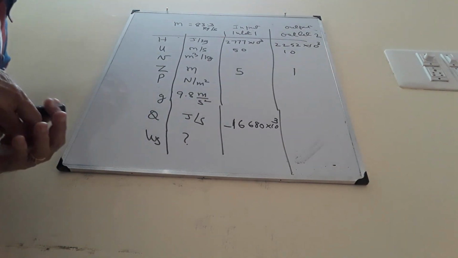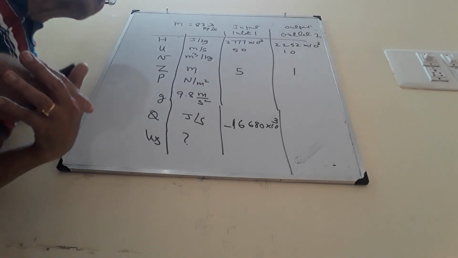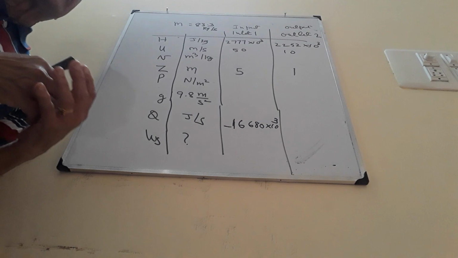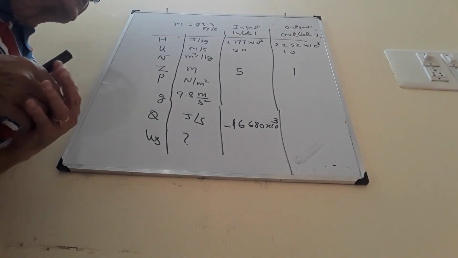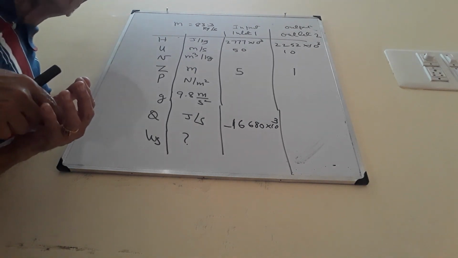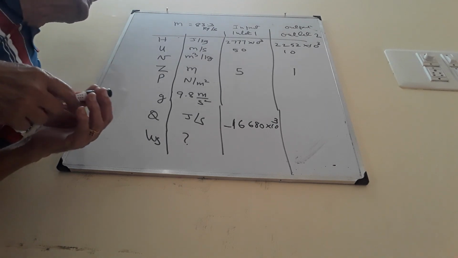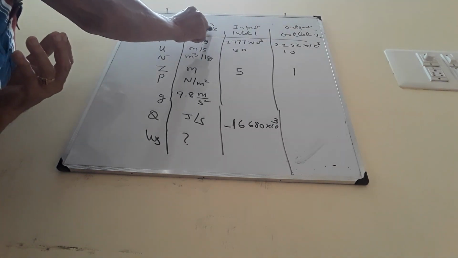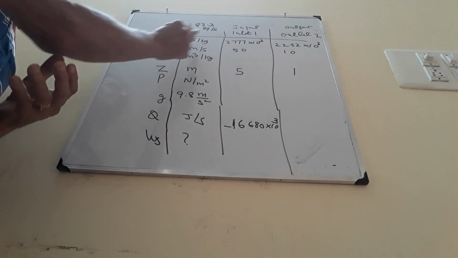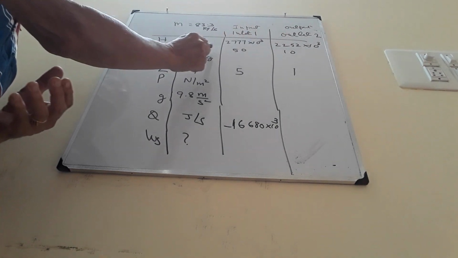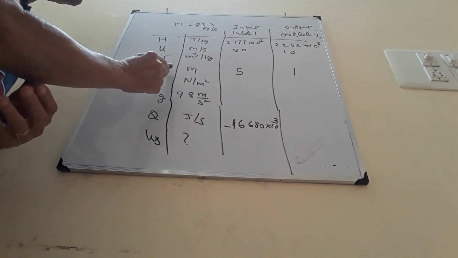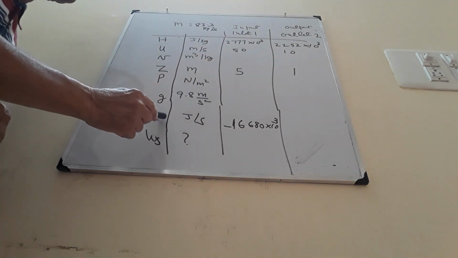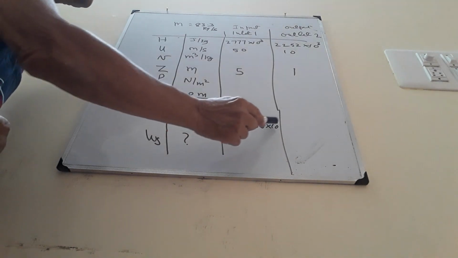Last class I talked about the first law of thermodynamics for an open system. Today I derived the equation also for an open system. Now today I'm going to do a problem based on that equation. I give you the values of the mass rate as 83.3 kg per second, enthalpy entering and leaving, velocity entering and leaving, then height 5 meters and 1 meter, g is 9.8, and the heat loss Q is 16.8 into 10 power 3.